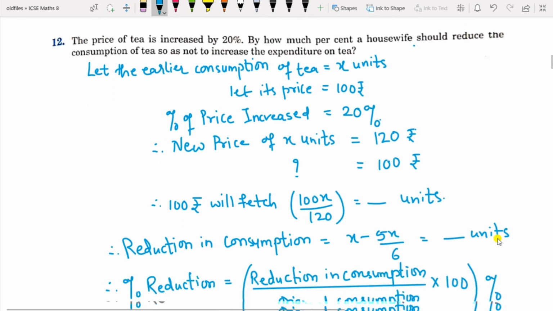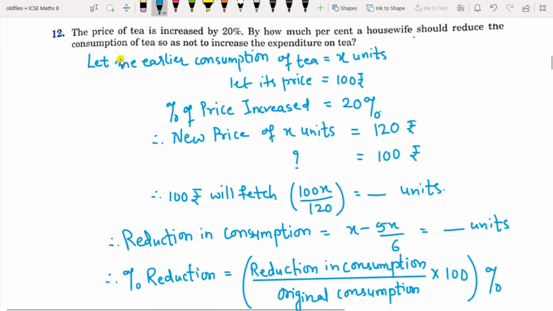Question 12, similar to question 11, but here the price is increased by 20%. So by how much percent should a housewife reduce the consumption of tea so as not to increase the expenditure on tea? Let the earlier consumption of tea be x units, and let its price be 100 rupees. So x units, or x kg or gram, whatever you can say, that is units. For that, 100 rupees was the cost.